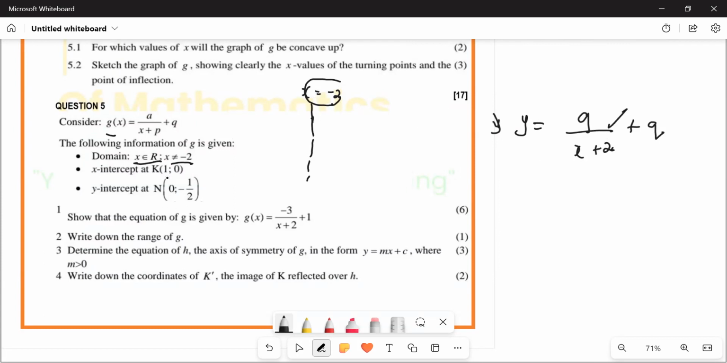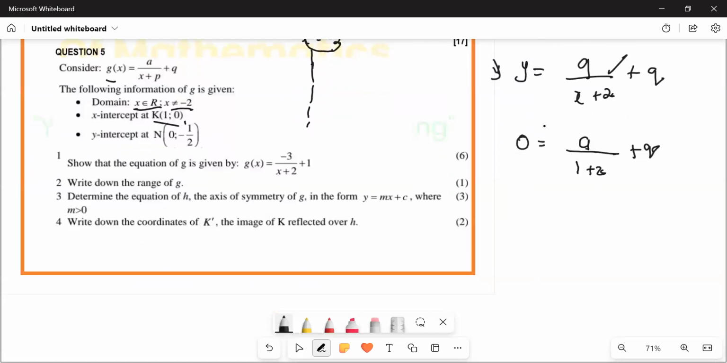After that, what are you given as a length? You are given point k. Can you see point k? Let's go and substitute point k. What does point k say? It says y is 0. You put 0, which is going to be equal to a all over, what is x when y is 0? It's 1 plus 2 plus q, like this again.